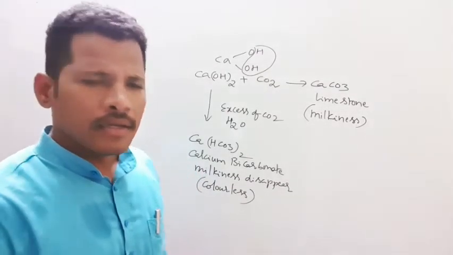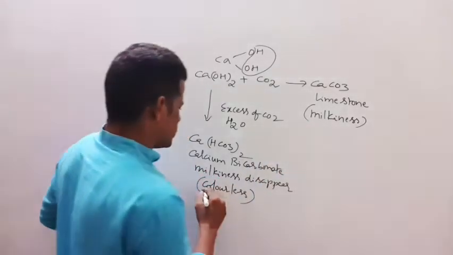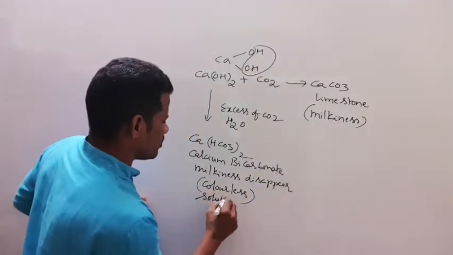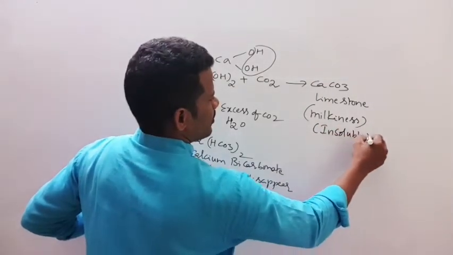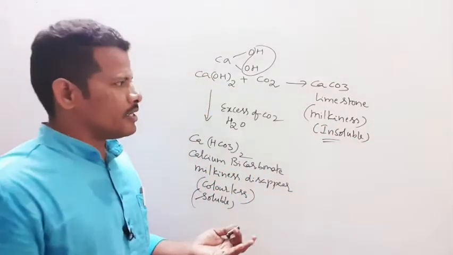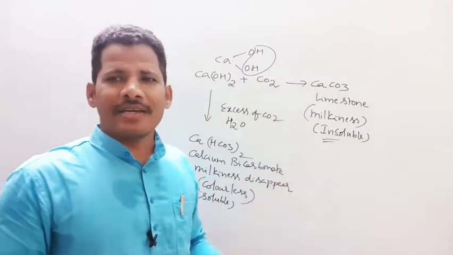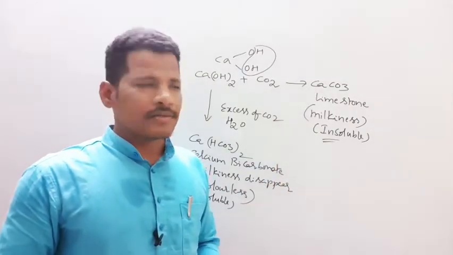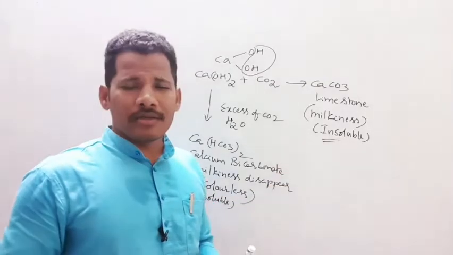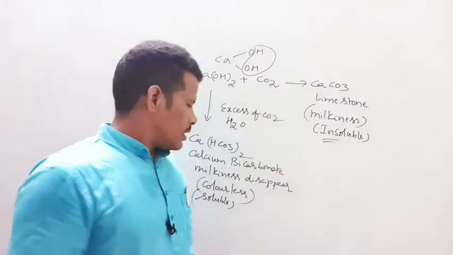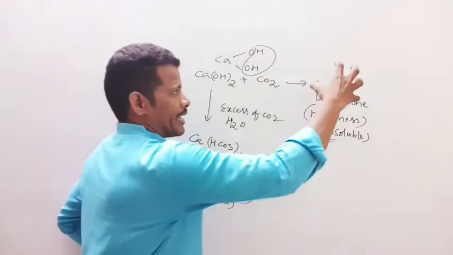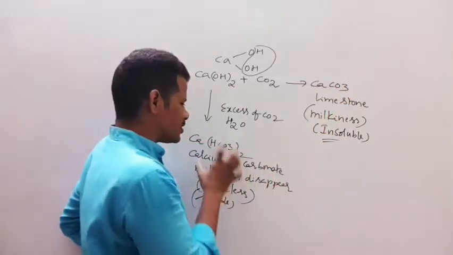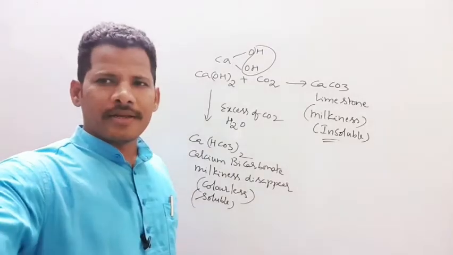Remember here, this one is soluble and this one is an insoluble precipitate. Because of its insoluble nature, it is formed as a milk. It looks like a milk, and it is insoluble, and here it is soluble, it gives a colorless solution. So remember this one: calcium carbonate is insoluble and calcium bicarbonate is a soluble material.